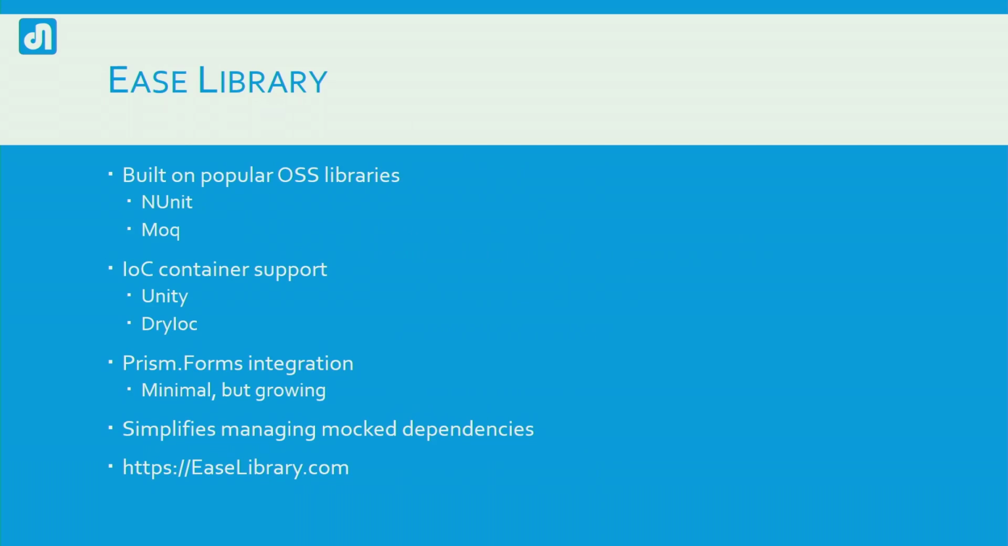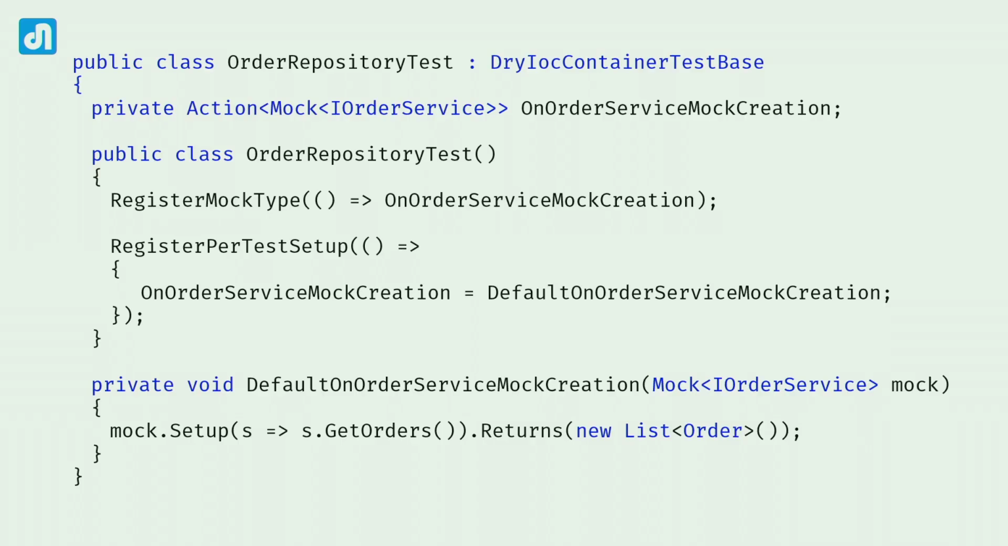But it's built on top of NUnit and Moq, and it's got support for Unity and DryIoc containers, and also has an extension to have support for some Prism Forms integration. And this is the piece I'm still working on. But it's designed to simplify managing your mock dependencies. And you can check it out. I'll have a link at the end again, too. But basically, it embraces IOC and mocking as the way to do your testing, and allows me to do these kind of setups. So like I said, it's easy to define default behaviors.